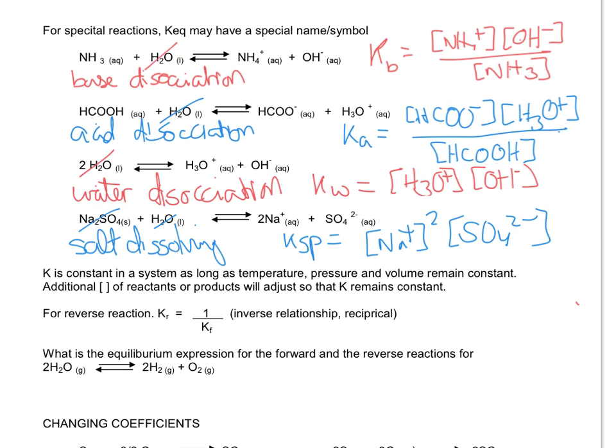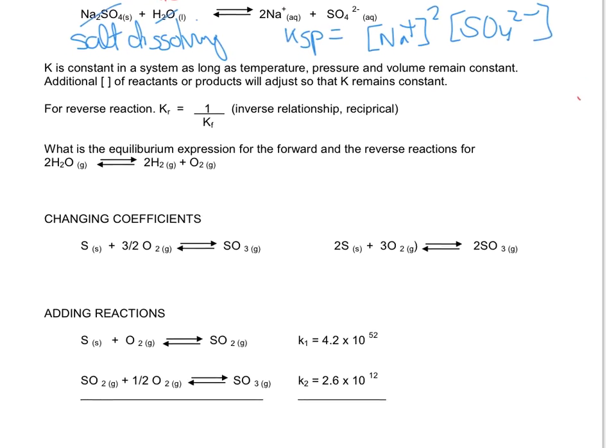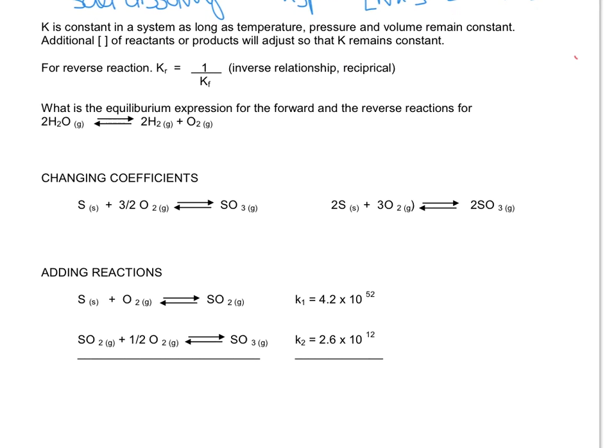So all these Ks are constants. They tell us the ratio of concentrations of products to reactants at equilibrium. K is always going to be a constant as long as your temperature is the same. I know here it says pressure and volume remain constant. Actually, don't worry about that. I would cross that out right here.